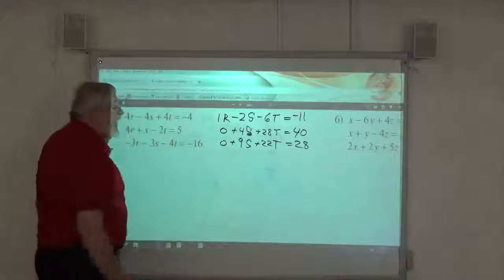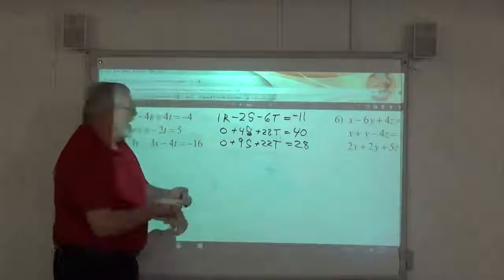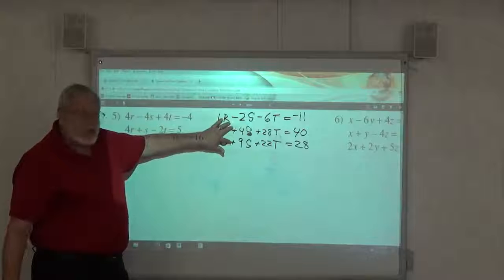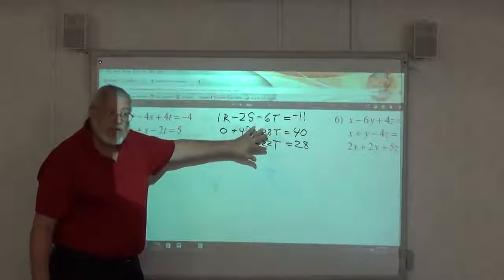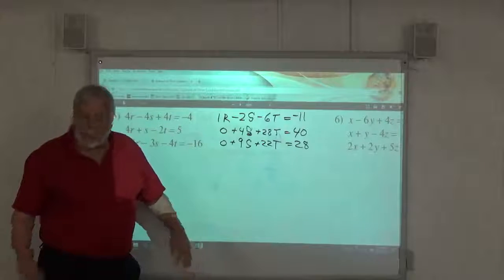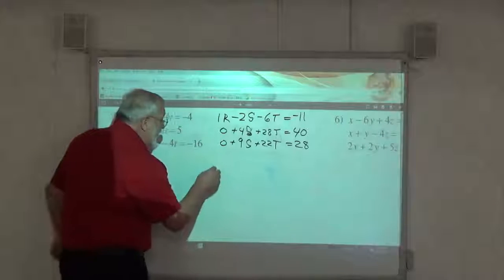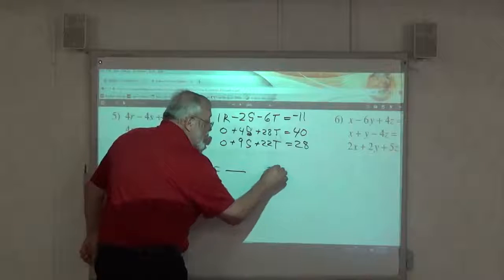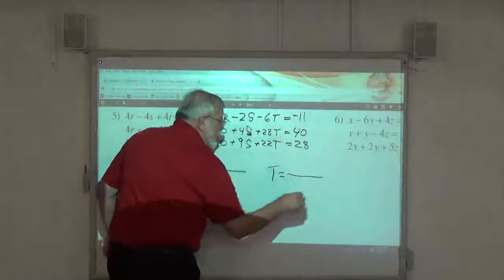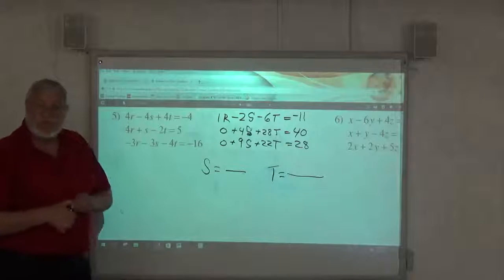Okay. So now I have these bottom two equations where I have two variables, two equations, and I can use Cramer's rule. Yes, you can. Okay. So S equals and T equals. Okay. What do I need to do first?